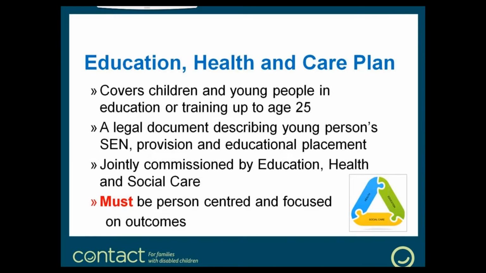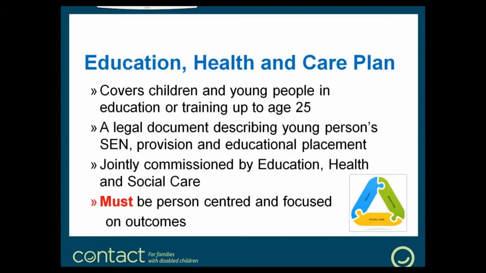So that is a legal document. It will describe the child or young person's special educational needs, special educational provision, and then the educational placement. So it can cover children and young people in education or training up to 25. So the system for special educational needs now in England is birth to 25. It is jointly commissioned, or should be jointly commissioned, by Education, Health and Social Care. Some children will have education issues and won't have any health or social care requirements. For others, there'll be the need to have input from all of those three providers.